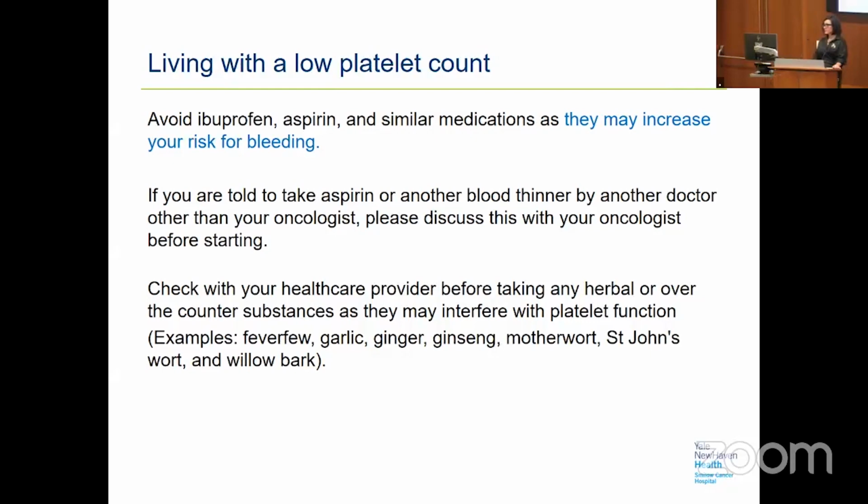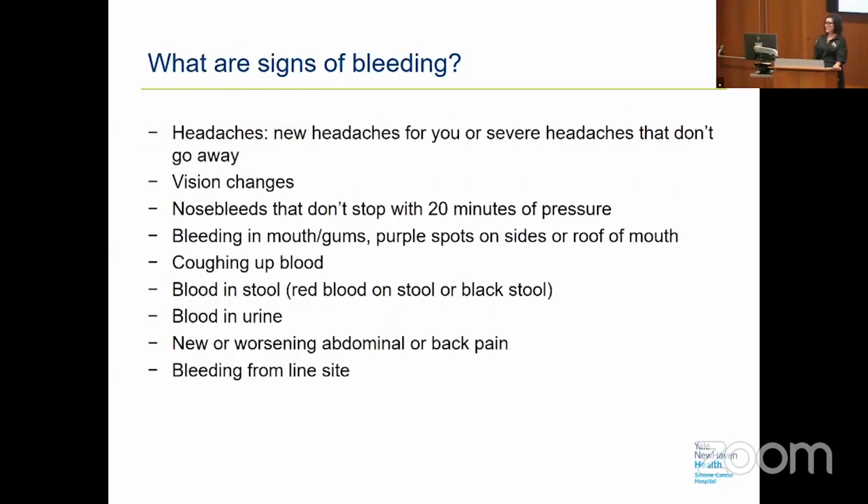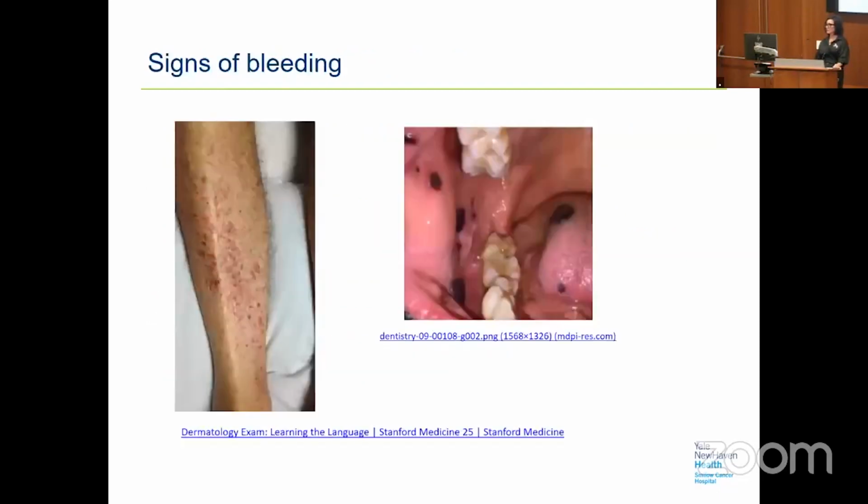Herbal and over-the-counter substances also need to be used with caution, as there are some that can interfere with platelet function, and a few examples are listed on the slide, including St. John's wort being one of the most common offenders. Signs of bleeding can be things that you can see, like nosebleeds, bleeding in the mouth and gums, really dark stool, like black colored stool, or blood on the stool, or blood in the urine. A new severe headache would be a concern, or changes in vision. Those are all things that you should bring to the attention of your healthcare team.